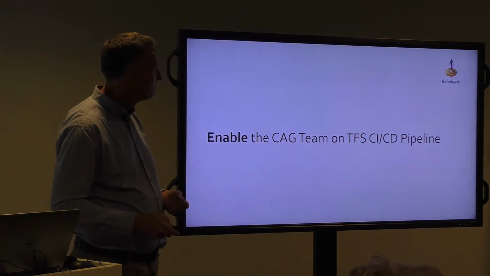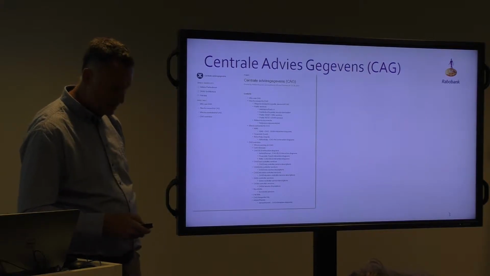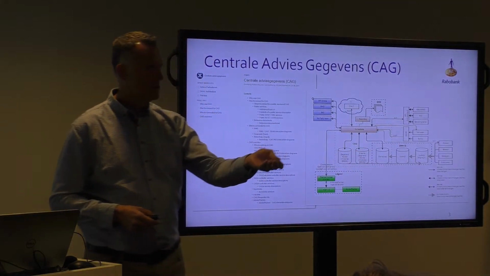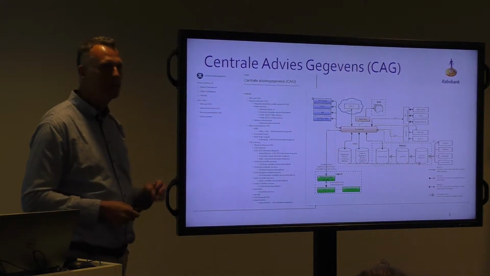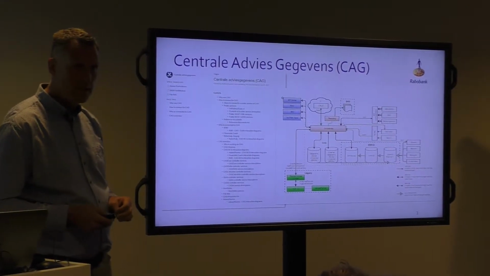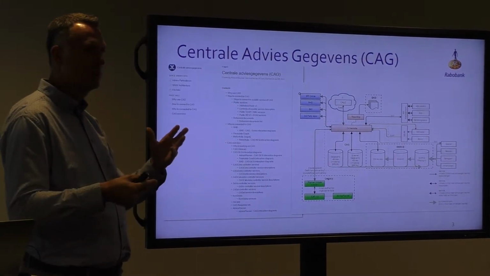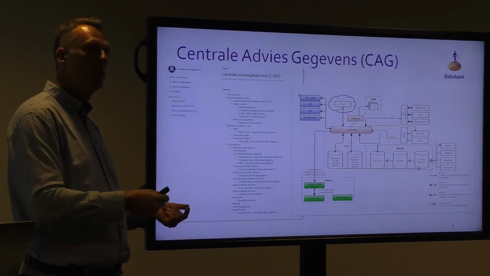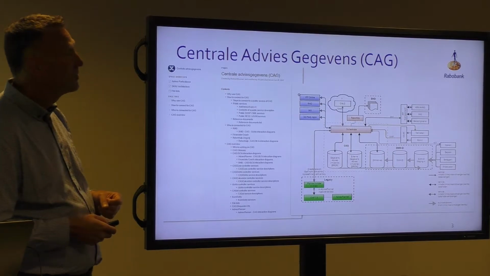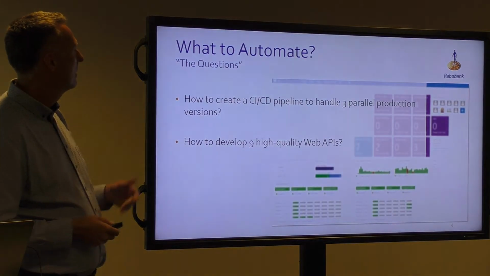CAG stands for Centraal Adviesgegevens. It's a complex application with a lot of databases, which is mainly back-end systems and information that they combine in different web APIs. So it's rather complex with a lot of versions and APIs all together, and they want to support it in an automated CI/CD pipeline. And that was the question they asked us.